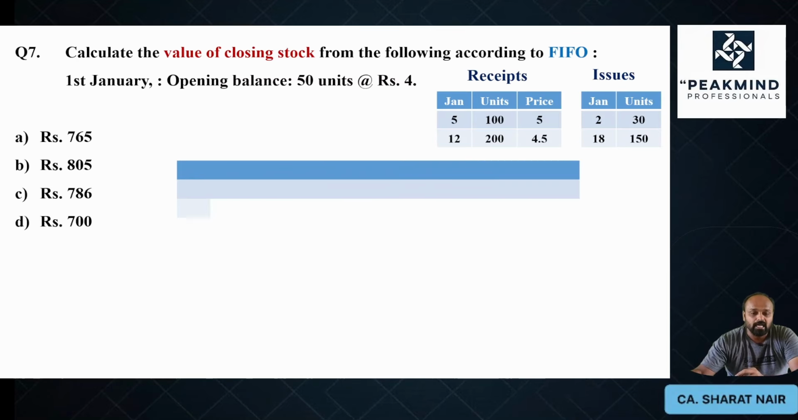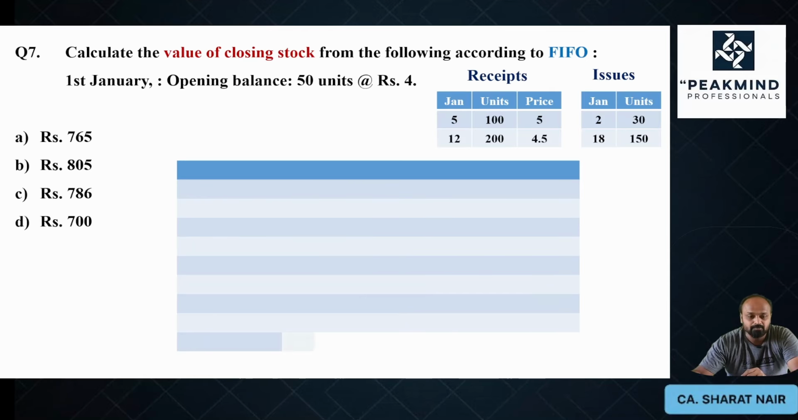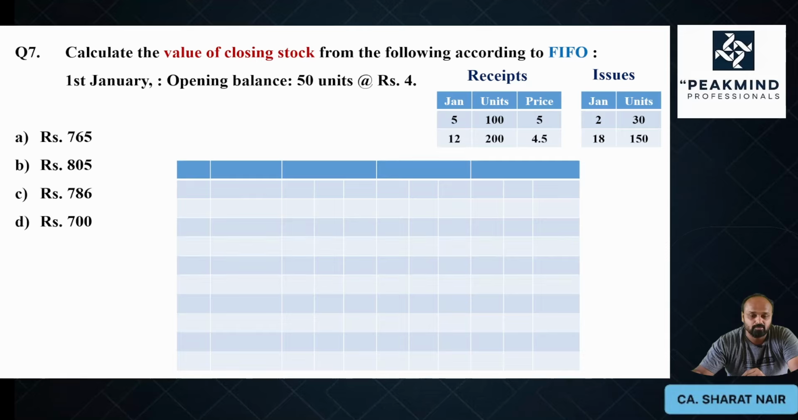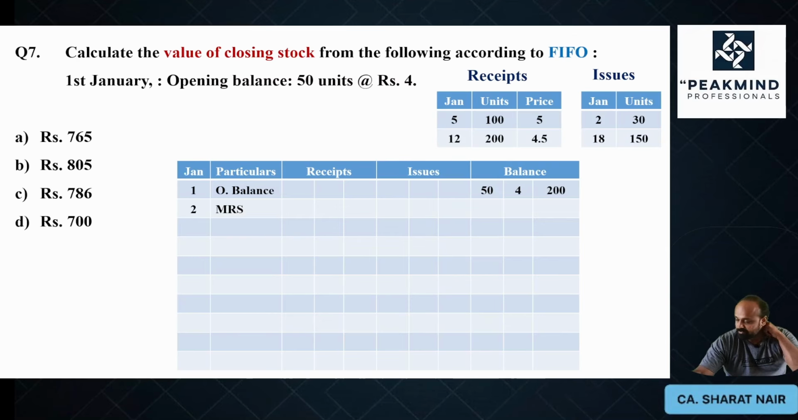Now for that, to make you understand easily, I have roughly prepared a stores ledger, which you don't have to prepare while doing the exam. So for the sake of ease of understanding, I have prepared a stores ledger. If you look into it, the opening balance is given, which is 50 units at 4, 200. Now, material requisition slip on January 2nd, MRS, which we received from the production department, so we will write in the issue column 30 units. Of course, FIFO or LIFO, whatever the case, since opening stock has only one price in my godown, I can take the same price, 30 into 4, it will be 120. So the balance stock in my godown will be 20 quantity at 4 rupees, which comes to 80.